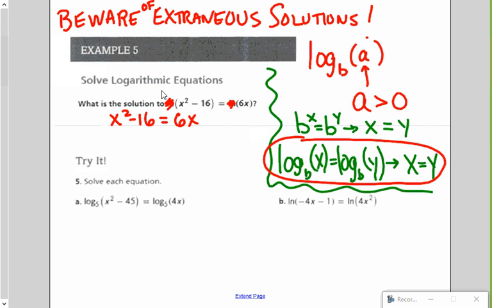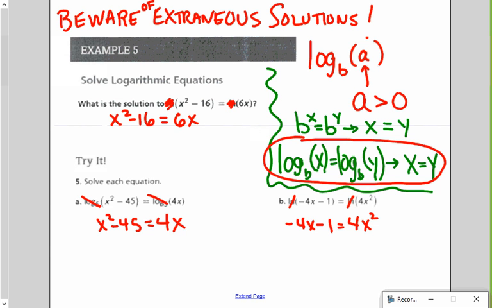Let's go right down to the next problem and do that step again. They're both base 5. There's nothing else around it, right? There's no number being added or multiplied. So it turns into that: x squared minus 45 equals 4x. The same down here in B, the ln's cancel, and you have negative 4x minus 1 equaling 4x squared.